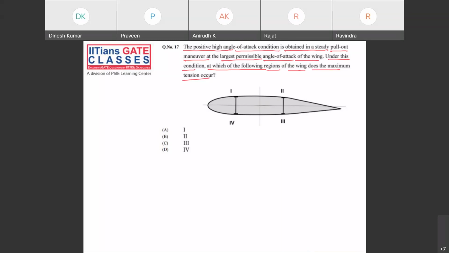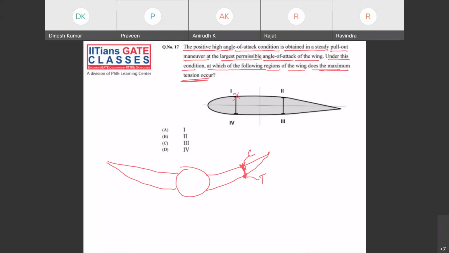So guys, look into this question. First of all, if you see your aircraft wing, and the aircraft is flying, how does your wing deflect? Your wing deflects upward, right? So what happens? On the top part there will be compression, and on the bottom part there will be tension. Now in this question they already asked where maximum tension occurs.